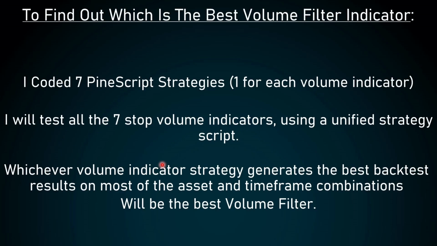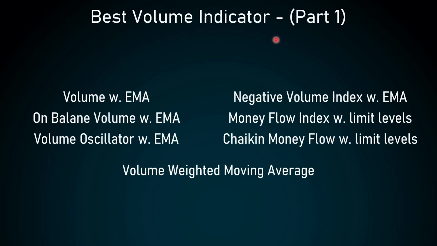Whichever volume indicator strategy generates the best backtest results on most of the assets and timeframe combinations will be the best volume filter. I am planning to do a second part of this volume indicator research, but in this part we will check these indicators: the simple volume with an EMA, the unbalanced volume with an EMA, the volume oscillator with an EMA, the negative volume index with an EMA, the money flow index with limit levels, the Chaikin money flow with limit levels, and the volume weighted moving average.